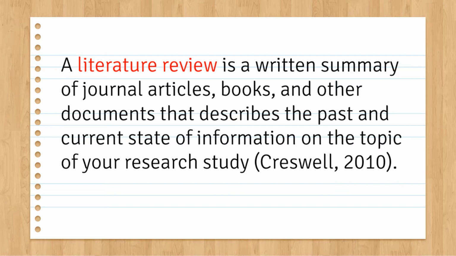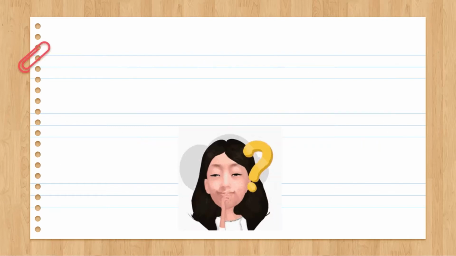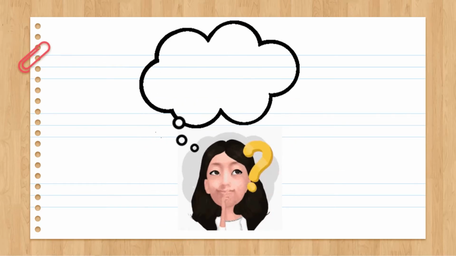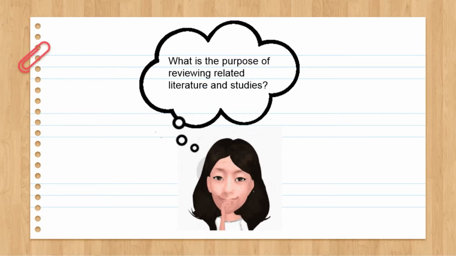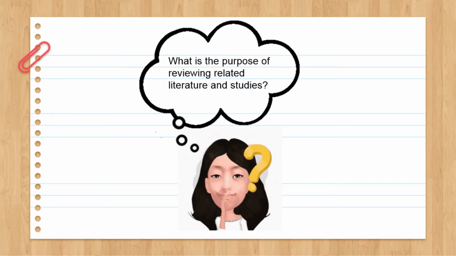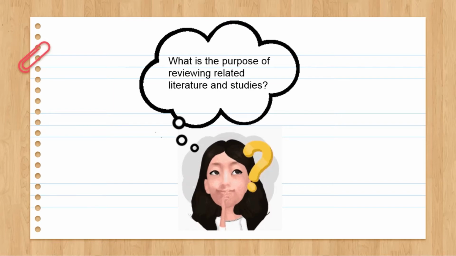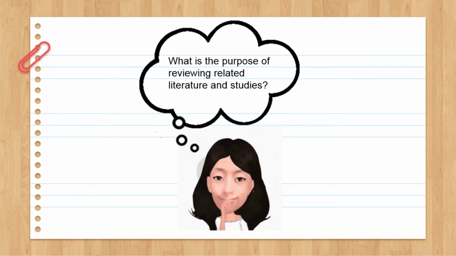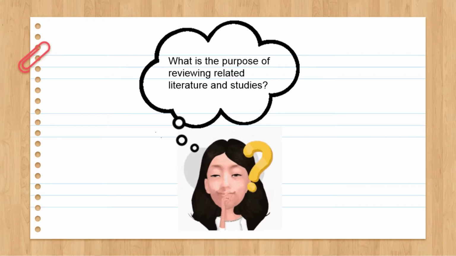(Creswell, 2010). Its purpose is to orient the reader about concepts, ideas, theories, or other reading materials in the past that are relevant to your study. You may be asking, what is the purpose of reviewing related literature and studies? Well, to answer that specific question, you reanalyze written works related to your study for the following purposes.